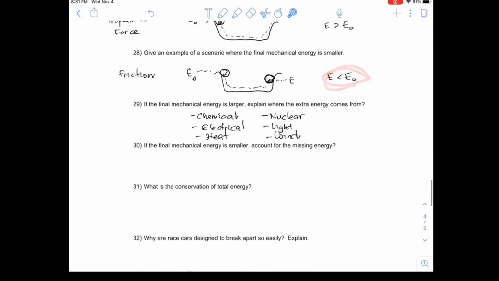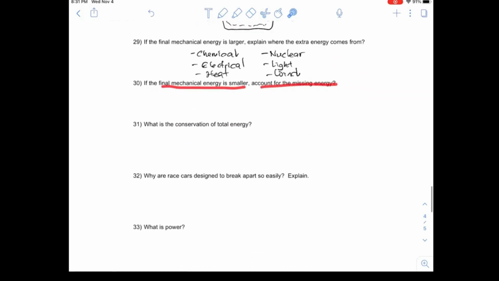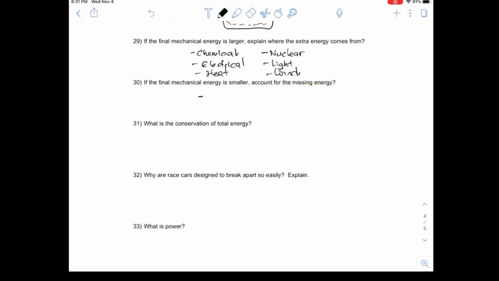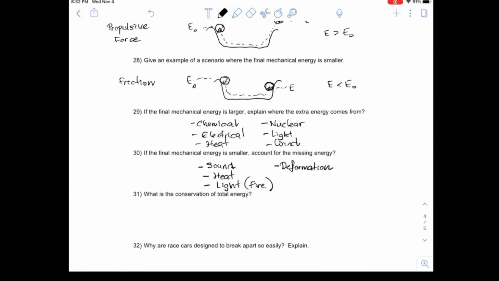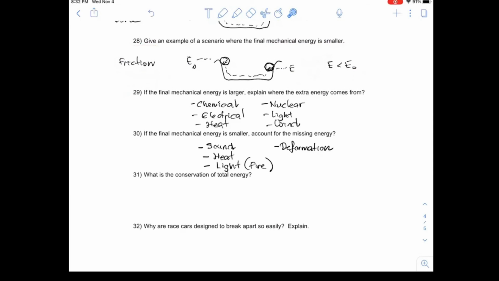So next question is, if the final mechanical energy is smaller, account for the missing energy. So what else can you guys think of? So it's going to turn into sound. Okay, if there's too much friction, surfaces will heat up. Surfaces may start to glow, so it could be light in the form of fire. If there's too much friction, obviously it can cause deformation. And what else can you think of? Okay, so those are the only ones that I can think of right now. So mechanical energy is going to be smaller when there's friction present. And so the energy gets converted from mechanical energy to sound, heat, light, or it can cause deformation.